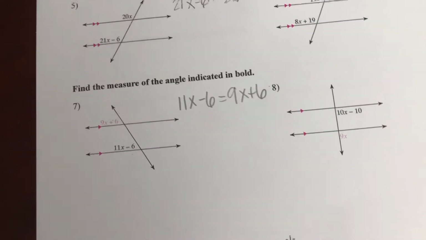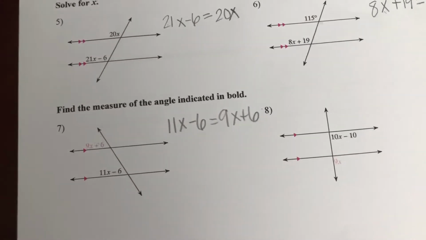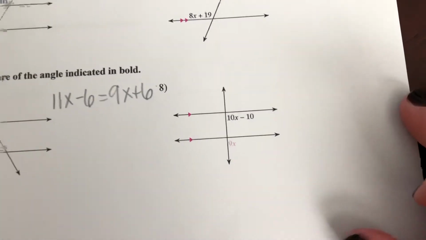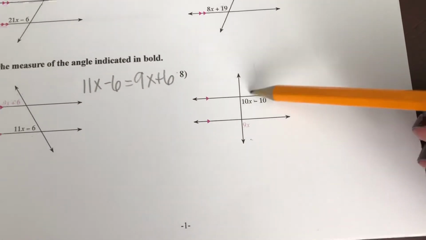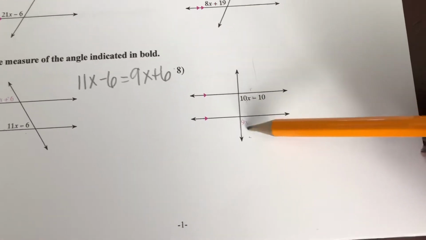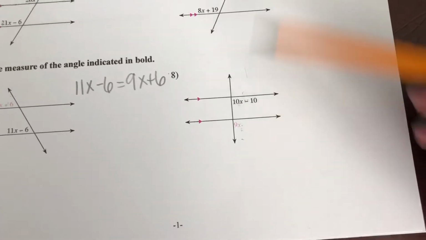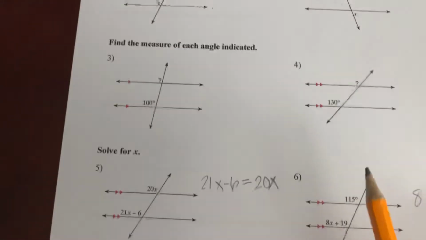So I'll give you tomorrow or Monday's answers probably later on today or tomorrow, so you can check to see how you're doing. Okay, and same thing with this. This 10x minus 10 is going to equal 9x. They're corresponding. They're in the same exact spot. So this is going to equal this. Solve for x, and then once you get x, plug them back in.